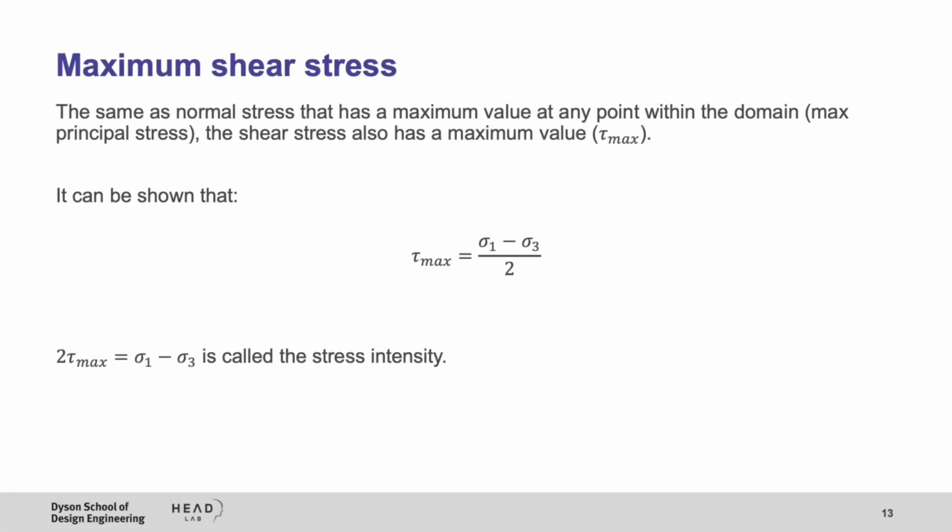Well, the shear stress also has a maximum value at every point inside our medium. We can show that the maximum shear stress equals the difference between the maximum and minimum principal stresses divided by 2. The difference between the maximum and minimum principal stresses is called the stress intensity, which is 2 times the maximum shear stress at that location.